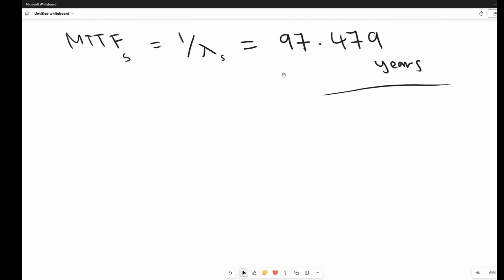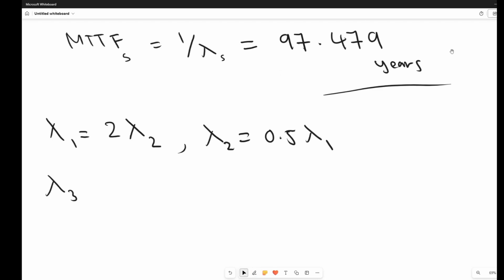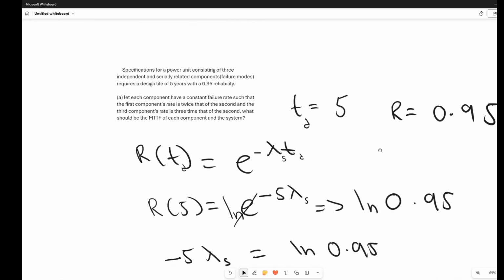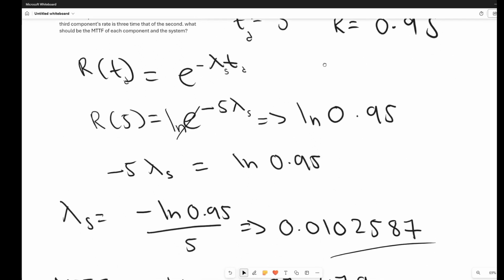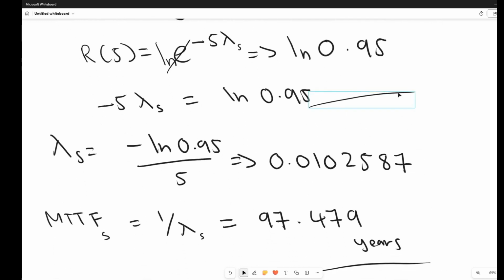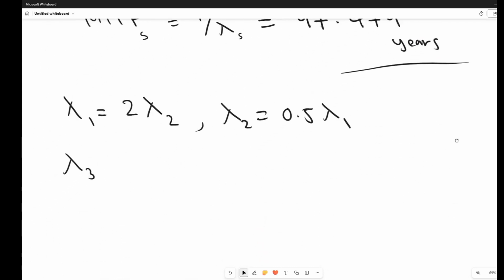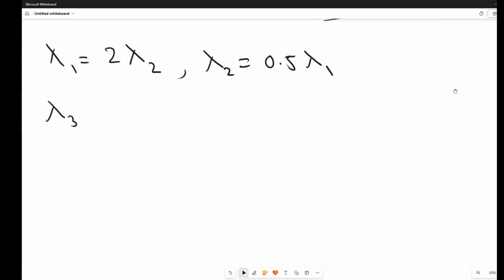So, they said the first is, let's call this lambda 1. The first is twice of the second, so that means lambda 2 is 0.5 of lambda 1. And they said the third is 3 times that of the second, so that is 3 times 0.5, so this is 1.5 lambda 1.